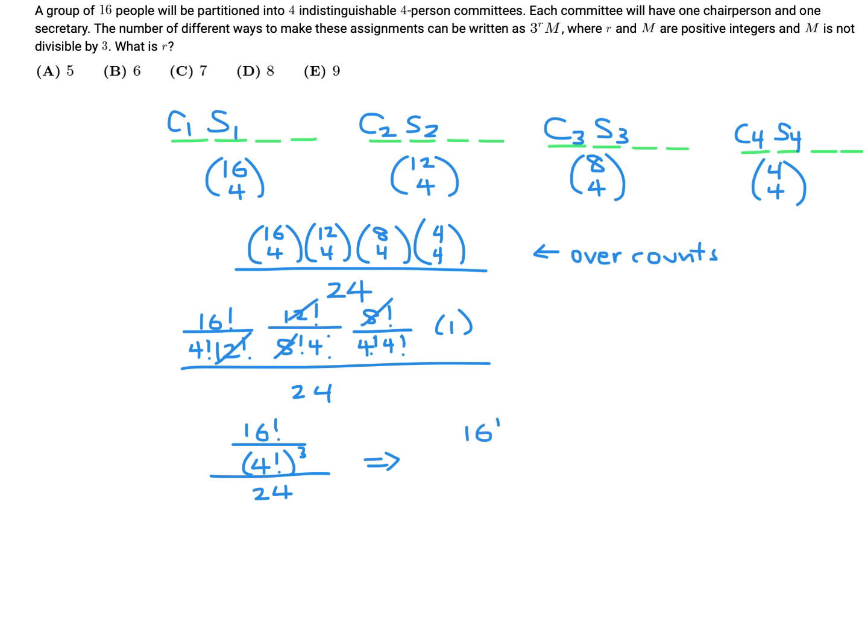Okay, so we have 16 factorial. Well, 24 itself was 4 factorial. So if you invert and multiply, it would be basically 16 factorial over 4 factorial to the power of 4. Am I fine? Well, I don't think it's the final answer, but it's getting there.